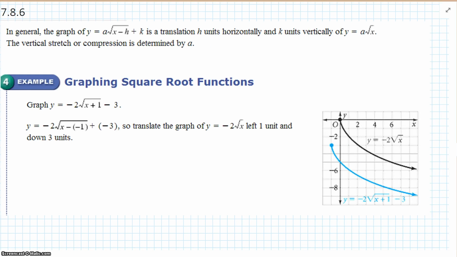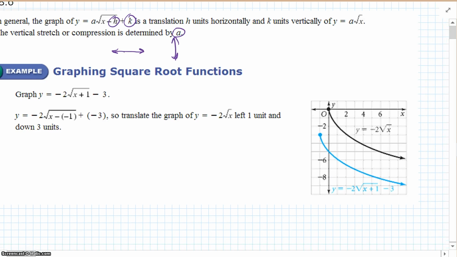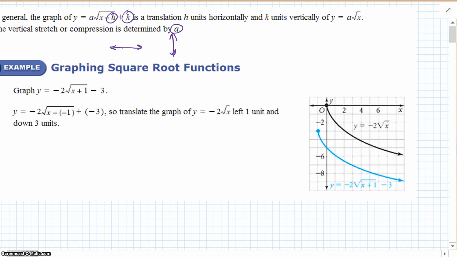In general, the graph of y equals a times the square root of x minus h plus k is nothing more than a translation of h units horizontally. So h is just like it's always been, left and right. Our k values move up and down. And our a is going to either compress or constrict our graph.